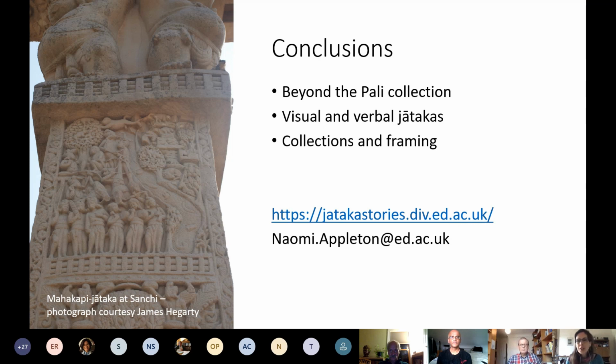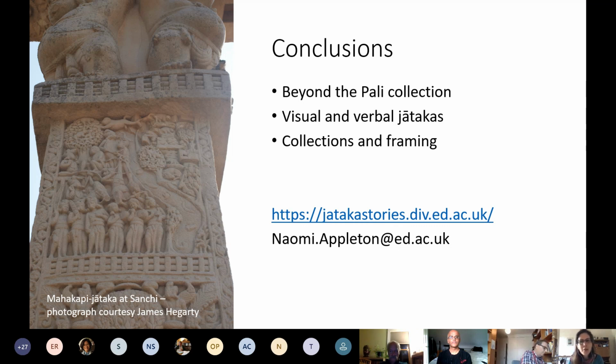In terms of the research conclusions, though, I really would encourage you to consider looking beyond the Pali collection and making sure not to assume that the Pali collection represents a single early Buddhist perspective on the Buddha's past lives. It really was one of many perspectives on what a Jataka is and is for, and indeed how it might function at different sites and in different texts.